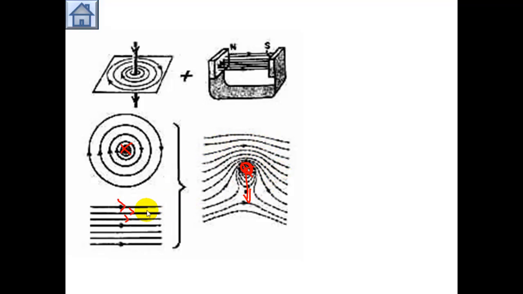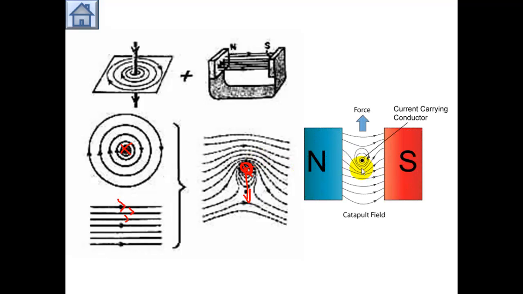But underneath, the lines here are going from right to left, and these are going from left to right, so they basically cancel out at this point. This causes what's called a neutral point, and the wire will be forced down towards the neutral point, which will keep on moving down, so the wire will be continually forced downwards. This is called a catapult field. And here's another example. This is going from left to right. These lines here will cancel out, and the current carrier will be forced upwards.